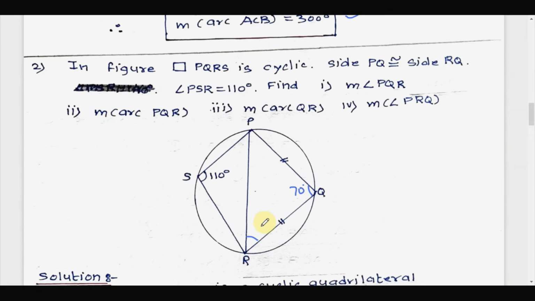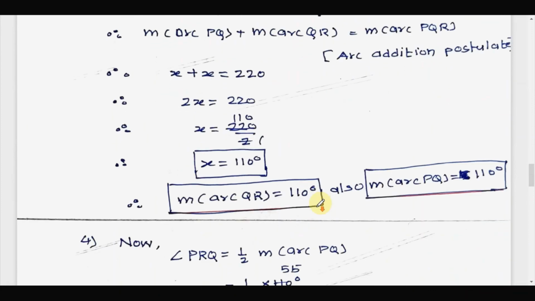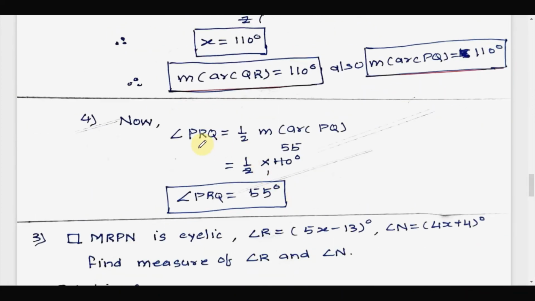Now if you observe it, angle PRQ is half of major arc PQ. I'll repeat, major angle PRQ is half of major arc PQ. But PQ just now you found, correct or not? So you will easily get major angle PRQ. See here. So angle PRQ is half of major arc PQ. PQ is 110 degrees. So half of 110 is 55. So you will get PRQ is equal to 55 degree.